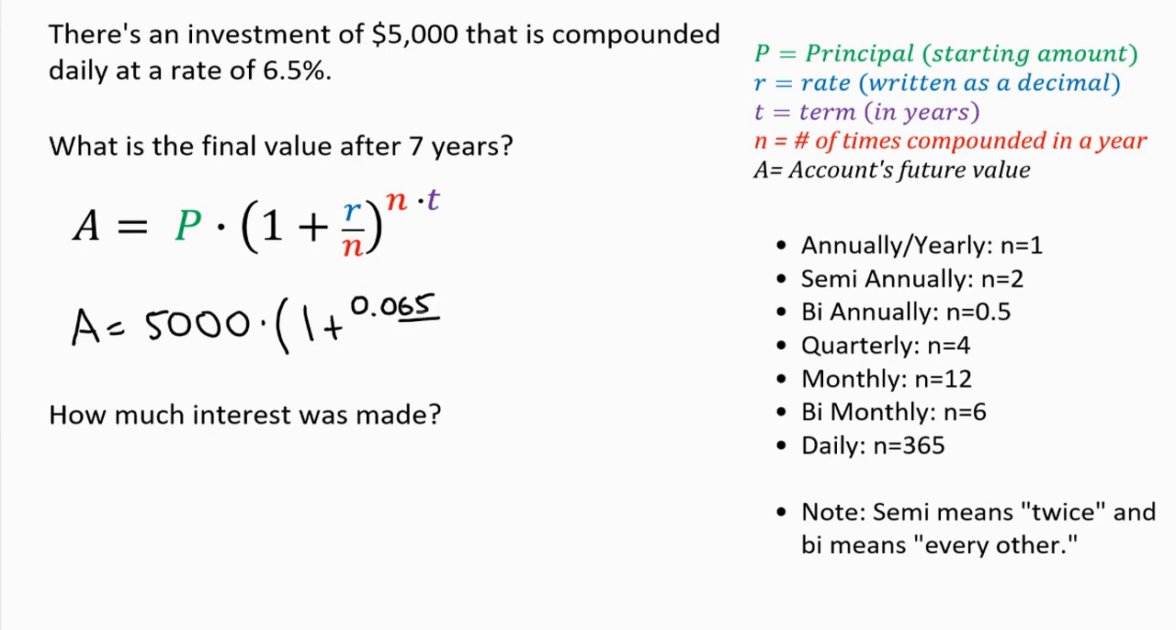0.065. And then we divide that by the N value, which is the number of times we compound it in a year. So it says we are compounding daily, and that means our N value is going to be 365. So I put that here, close my parentheses. The N goes up in the exponent again, 365. And then we multiply that by T, which is the term, and we write that in years. So that's going to be 7.